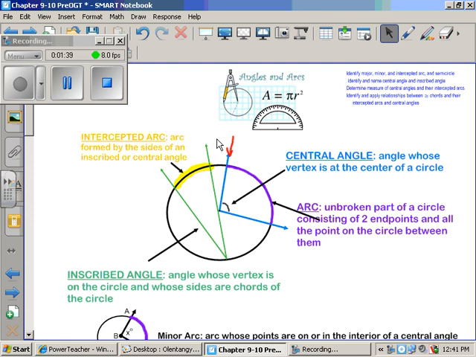Okay, so an arc officially is an unbroken part of a circle consisting of two endpoints and all the points in between. So it's a locus, right? It's a locus of points that begin here and then there.